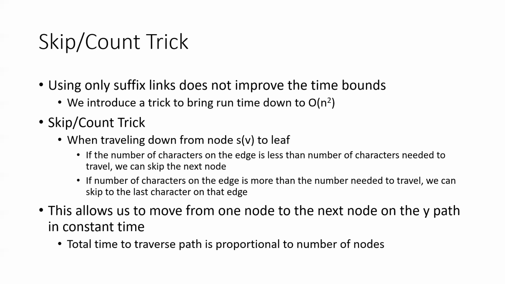I have an example after this. So the total time to traverse this path is going to be proportional to the number of nodes, because the number of nodes basically determines how much we skip.